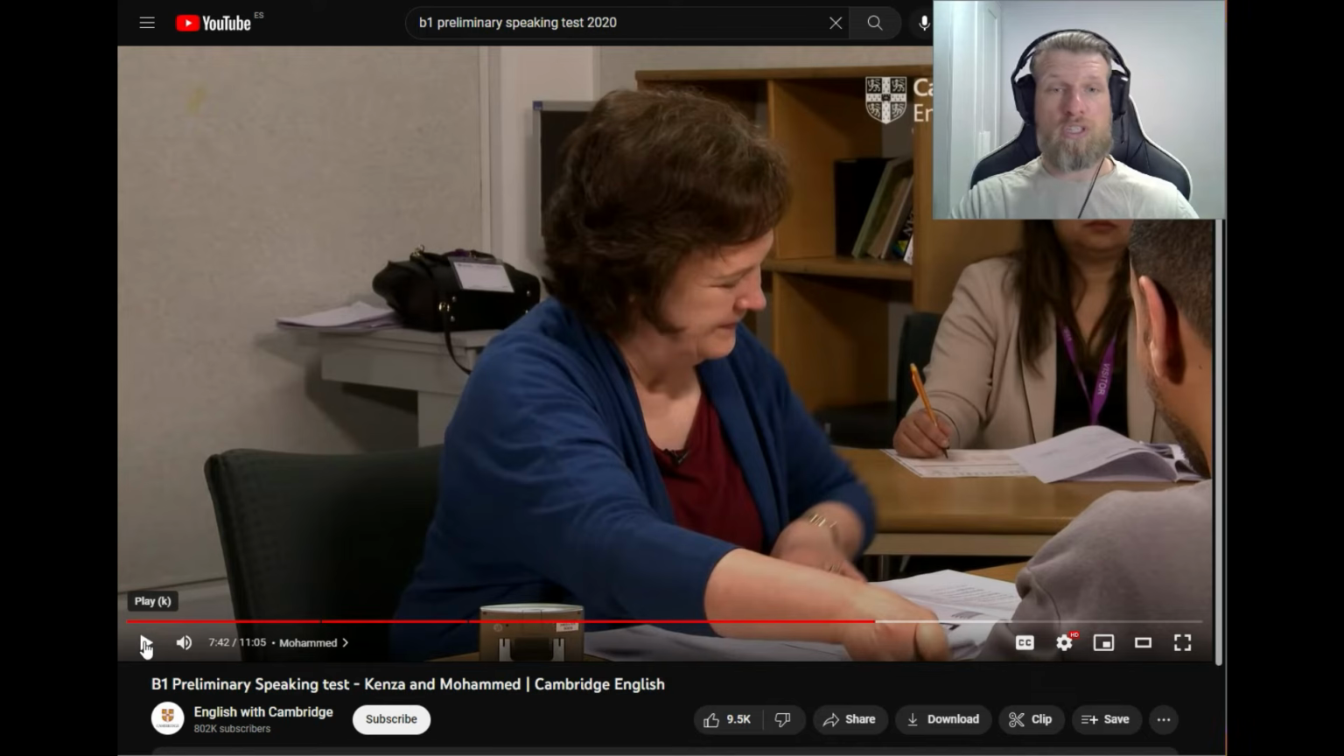They also talk until the examiner or the interlocutor stops them, which is another important point. Just like in part 2, don't be afraid to keep talking until the examiner stops you. This is actually a good thing because you show that you can produce language for a longer period of time. So speak until the examiner stops you.